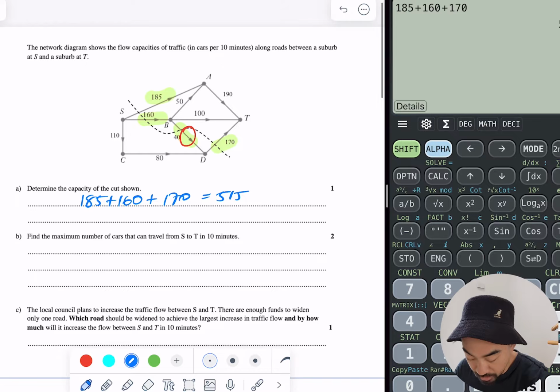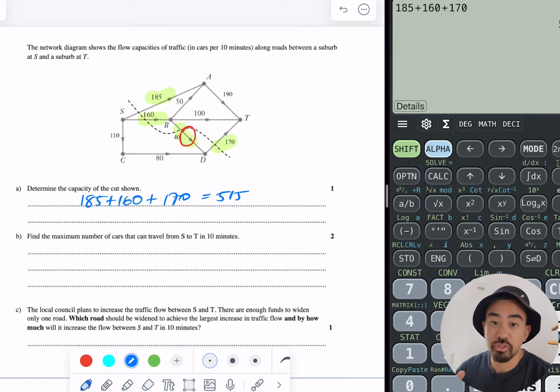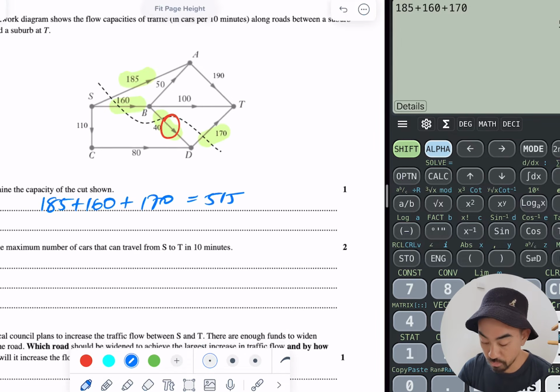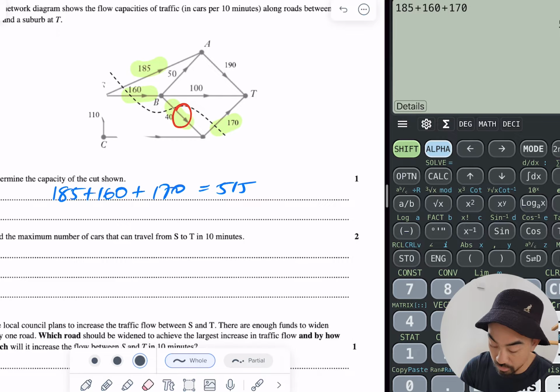B, find the maximum number of cars that can travel from S to T in 10 minutes. Okay, so I've got two options here. One is you can look for the minimum cut and find what the max flow is. But for this one, I'm going to use the method where I go along every single route and subtract away the maximum you can go through at any route. So, for example, let me clear this out.